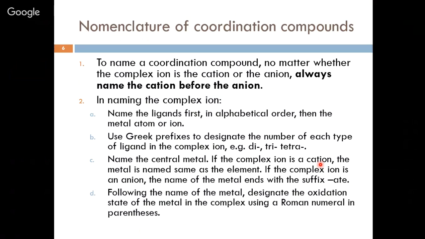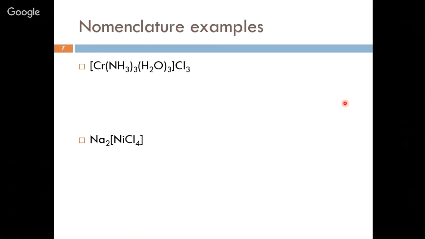So you did this in general chemistry. You might not have done it since general chemistry, and you probably didn't name coordination compounds. You probably named maybe some transition metal ions or something like iron chloride, for example, which technically would be iron(II) chloride or iron(III) chloride. So let's look at a couple of examples.